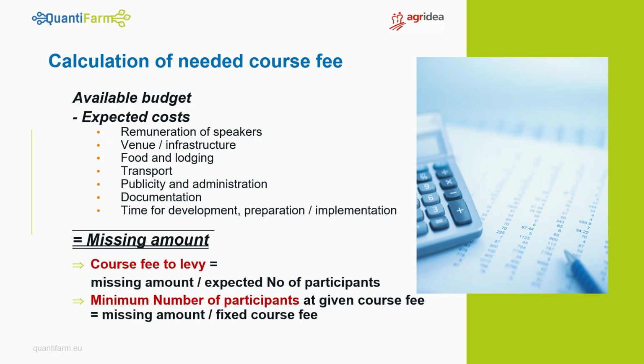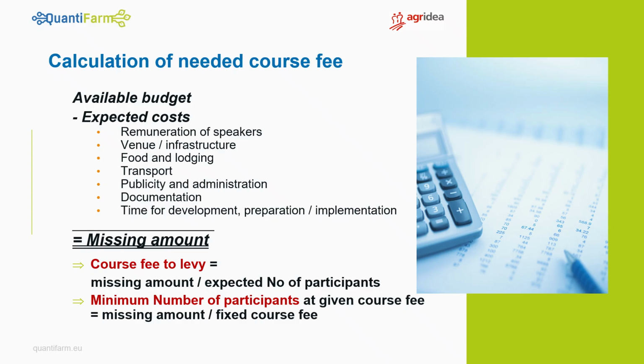What if your budget does not cover all the costs? Well, then you either have to go and find additional budget, additional finances, or you will have to cover the missing amount with contributions of the participants, in other words, with their course fee. So the amount you cannot cover, the missing amount, can be divided by the number of participants you expect. This is an estimate. And then you will see what kind of course fee you would have to ask for.